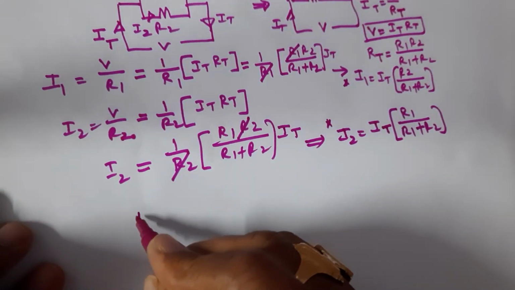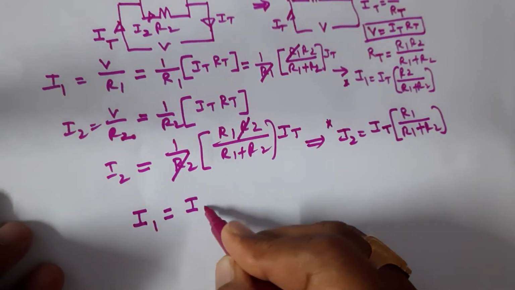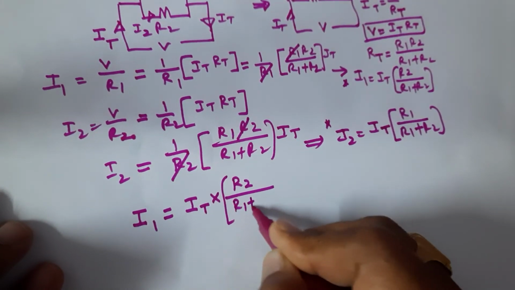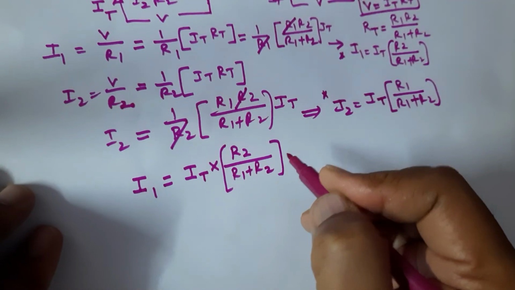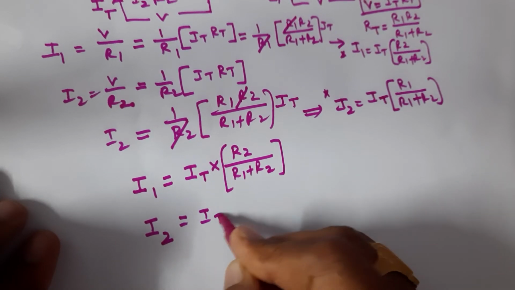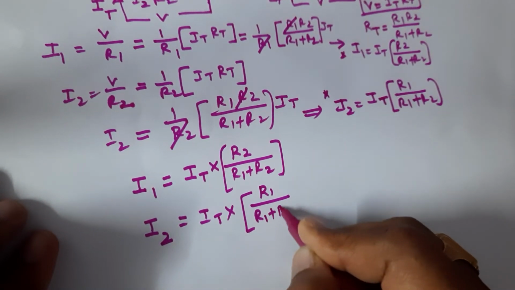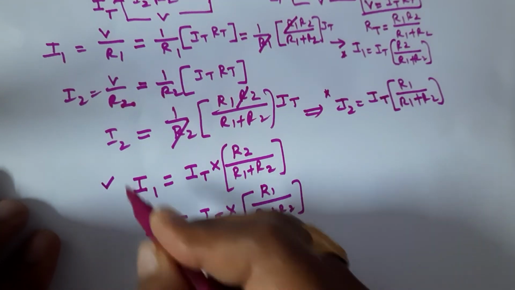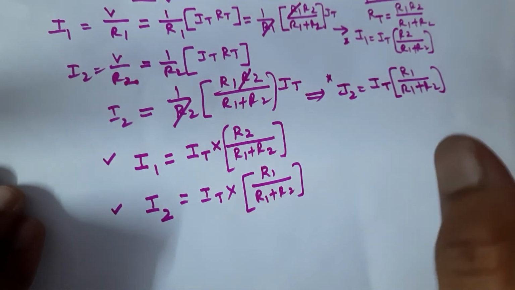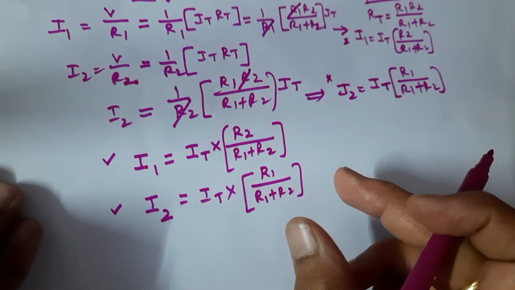What we found, the value of current in the first branch is given by total current multiplied by second resistance by sum of the two resistances R1 plus R2. Similarly, the second branch current I2 is given by I total multiplied by first branch resistance by sum of the two resistance. These two formulas are very important and it will be used while solving any complicated circuit when we are using the network theorems and other concepts.